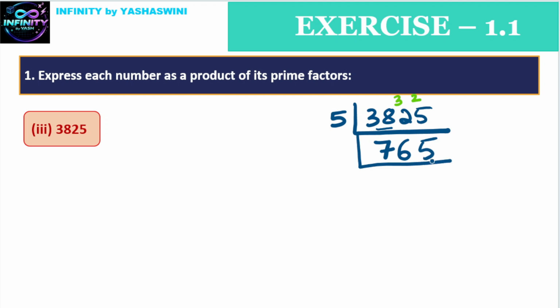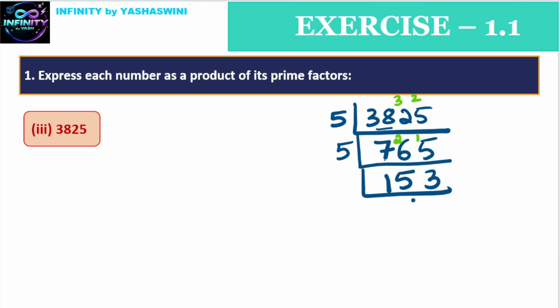We got 765. Again, this number is divisible by 5. Now, first digit is greater than 5, so we can take one digit, that is 7. 5 one time is 5. What is the remainder here? Yes, 2 is the remainder. Now it becomes 26. 5 5 times is 25. 26 minus 25 is 1. So 1 is the remainder. Now it becomes 15. 5 3 times is 15. 153 is not divisible by 5.